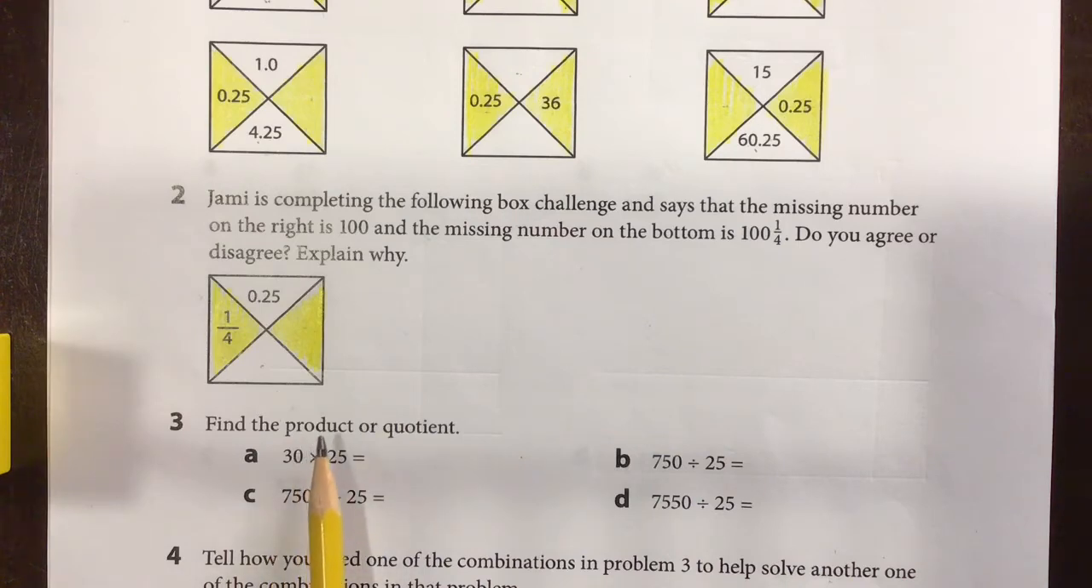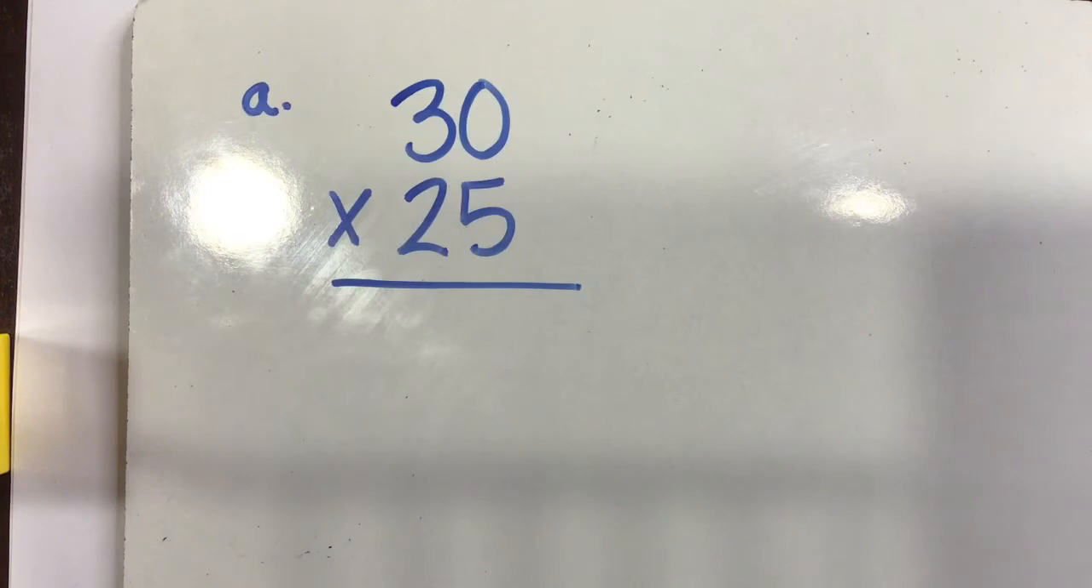You're going to find the product, the answer in multiplication, or you're going to find the quotient, which is the answer in division. So what we're going to use is like a problem string. We're going to use the answers and the problems to help us figure out the answers in the rest of the problems. Problem A, it's 30 times 25.